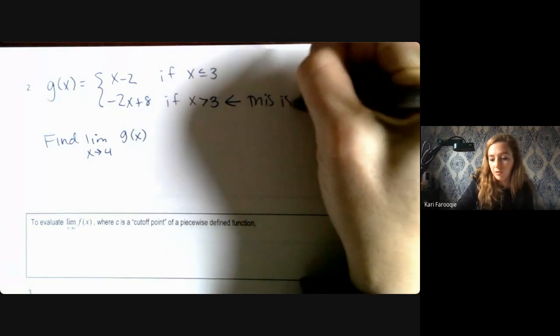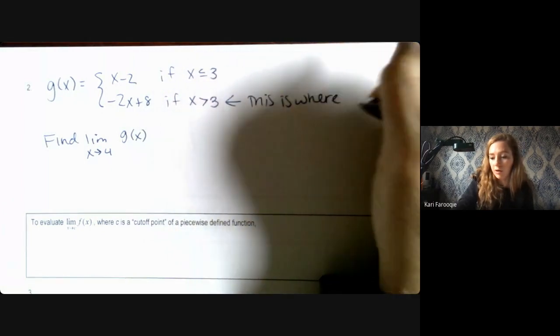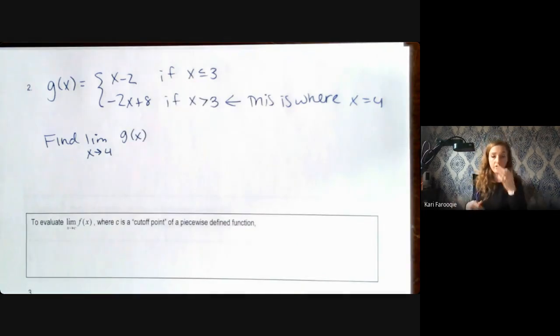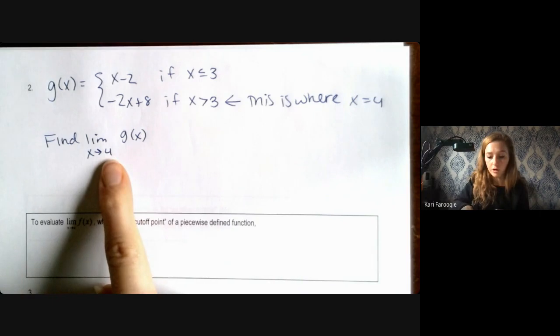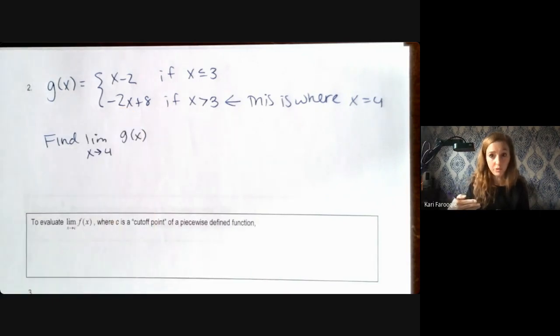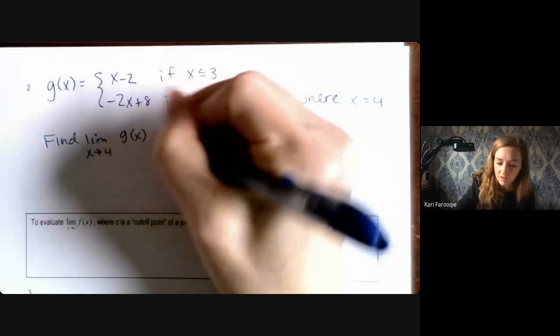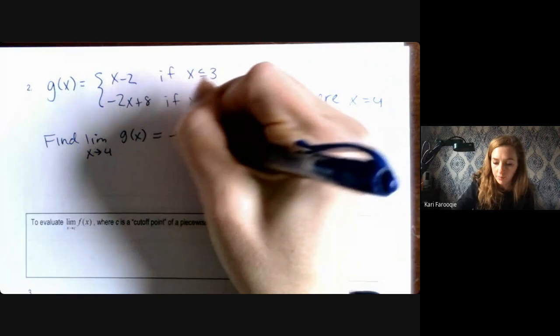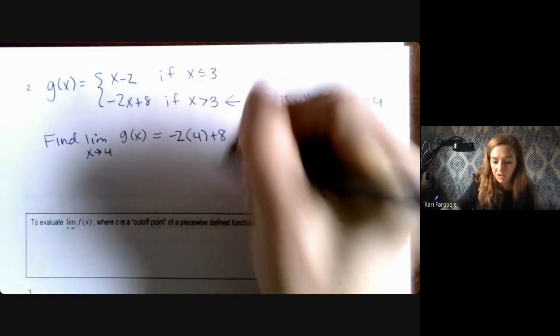This is where x equals 4. Not here. The first definition is for values of x that are less than or equal to 3. But our value is 4, so we're going to use the second definition with direct substitution. So now we can say that our limit is equal to -2 times 4 plus 8.